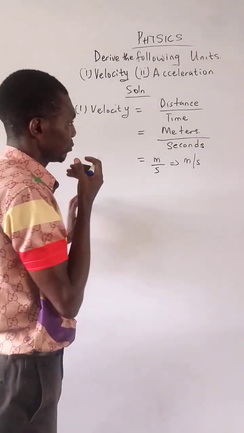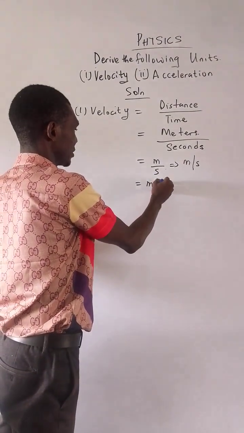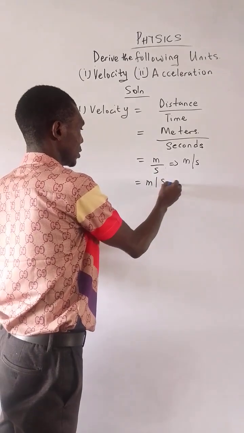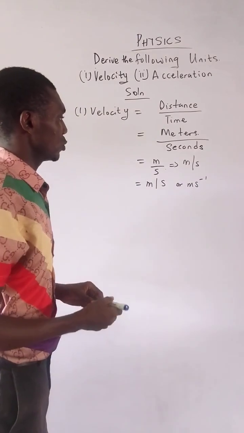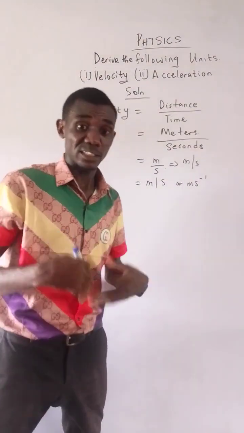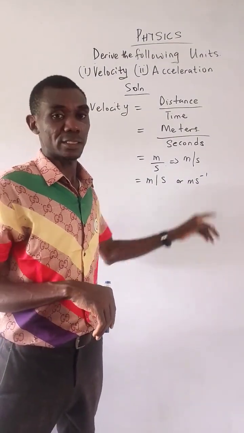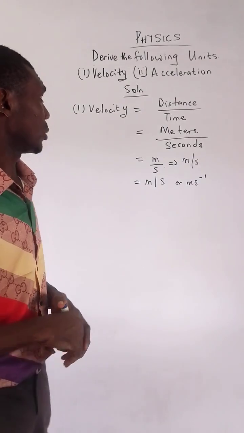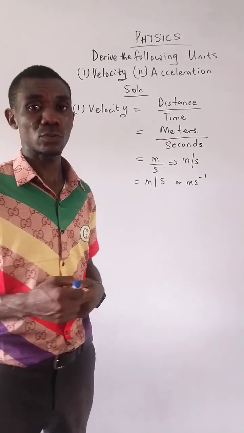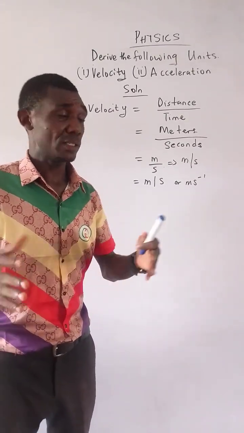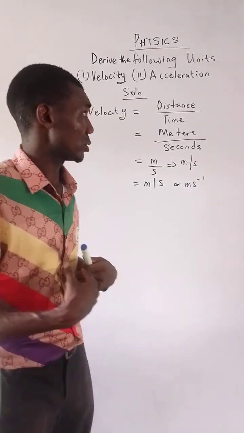So the unit of velocity is meters per second, or can also be written as ms minus 1. So the unit of velocity as a derived unit is meters per second, or ms raised to the power of minus 1. The second one there is what we call acceleration. Acceleration is also a derived quantity, and it is gotten by a combination of some fundamental quantities.